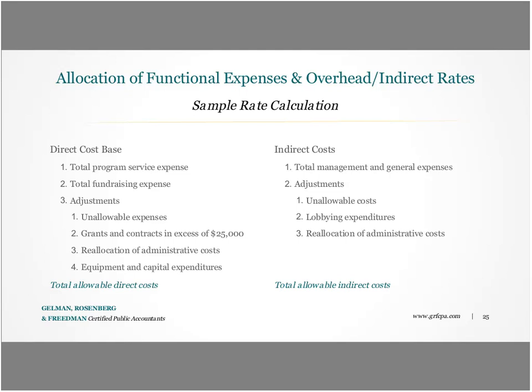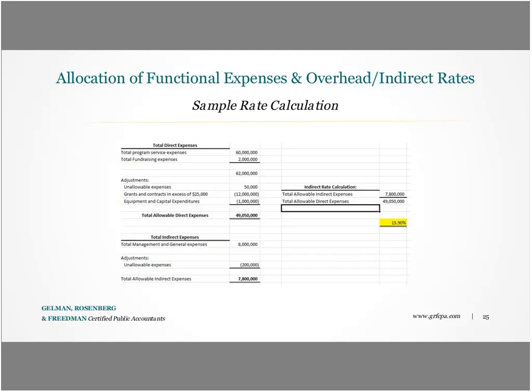And equipment and other capital expenditures that are expensed, if they are expensed, they need to be removed because, again, they're deemed to be distorting items. And the indirect cost pool starts with the management and general expenses as reported by the functional expense statement of the organization. Some of the adjustments coming out of there would be unallowable costs, lobbying expenditures again, and then any administrative expenses that we deem to be, again, furthering the mission of the organization. However, for reporting purposes, we've grouped them into our management and general pool of costs.